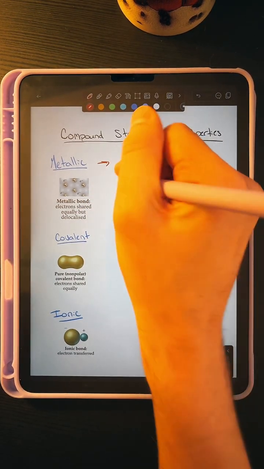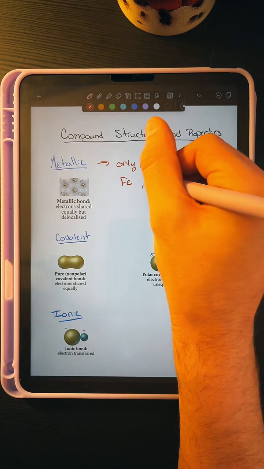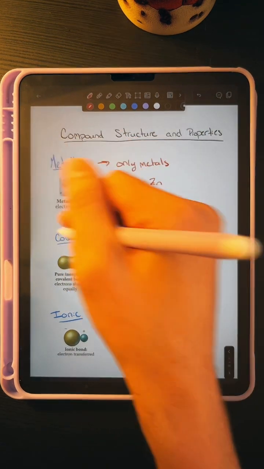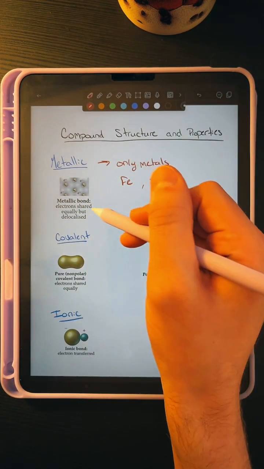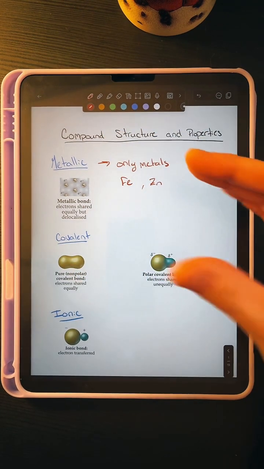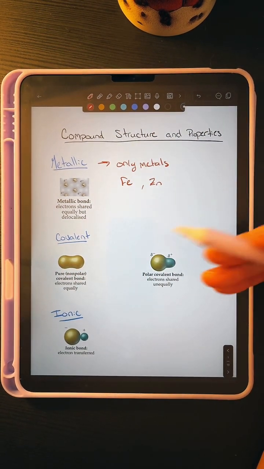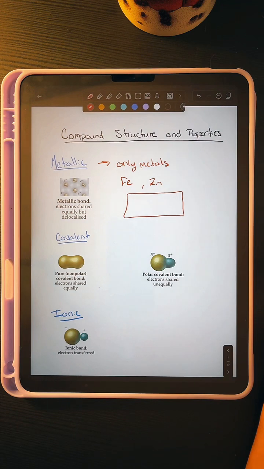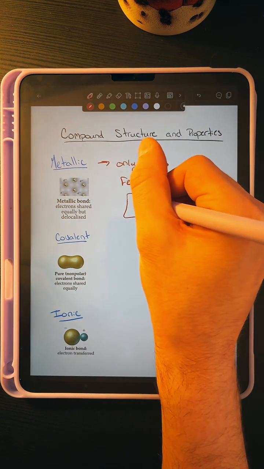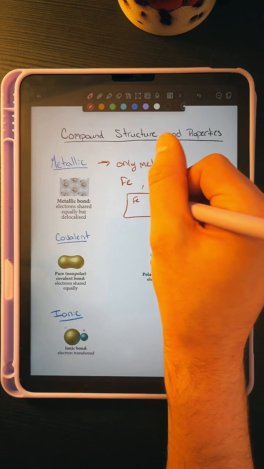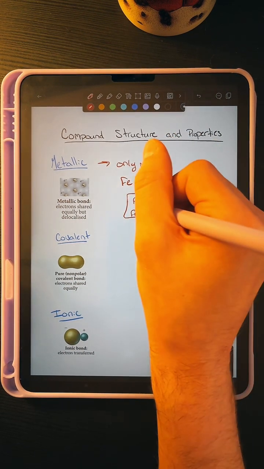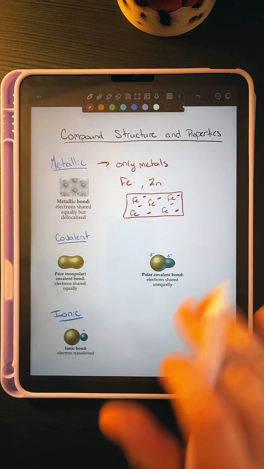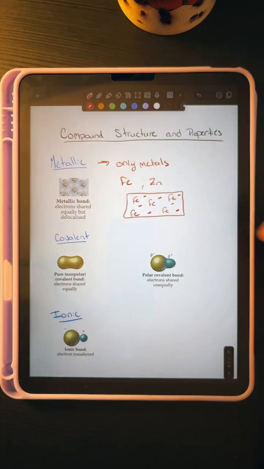So something that's metallic, it could be a block of iron, a block of zinc, for instance, or some combination of different metals. Now, this is a really interesting bond because electrons inside this metallic bond are shared equally. So if we had like a block of iron, so let's say this whole entire brick right here is iron. Well, we have iron and iron all throughout, because it's just iron. But then we also have electrons, and these electrons are scattered throughout our block of iron.